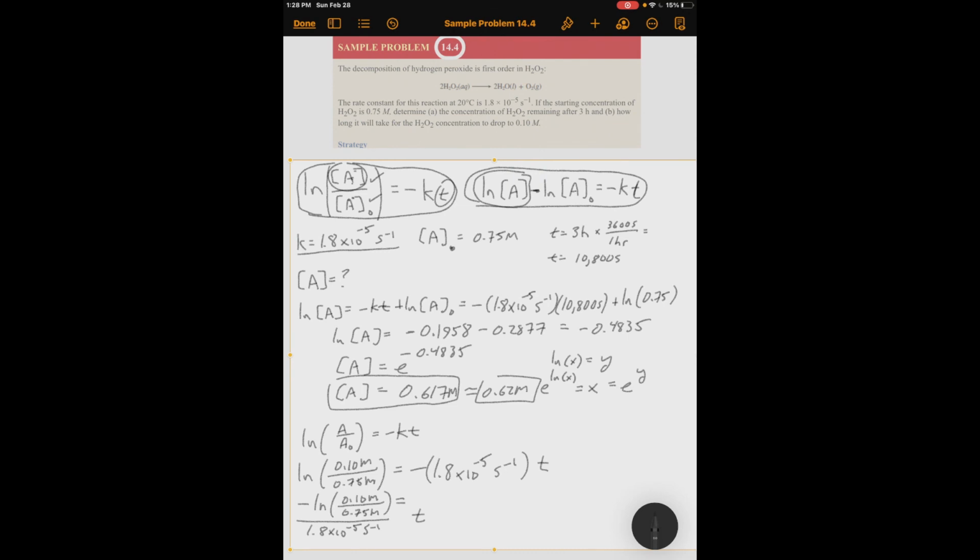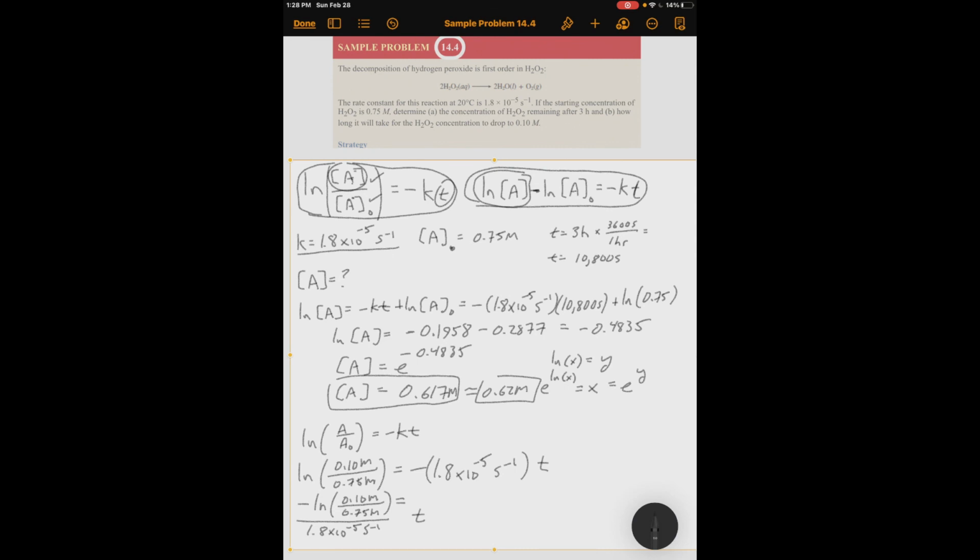Okay, so a lot of arithmetic there. 0.1 divided by 0.75. So find that ratio. That ratio is 0.1333. Then take the ln of it. That gives you a negative number. The natural log of a number between 0 and 1 is negative. So it's going to give us negative 2.0149. But it's not the natural log of the ratio, it's the negative natural log. So multiply it by -1, and that's going to give you positive 2.015.